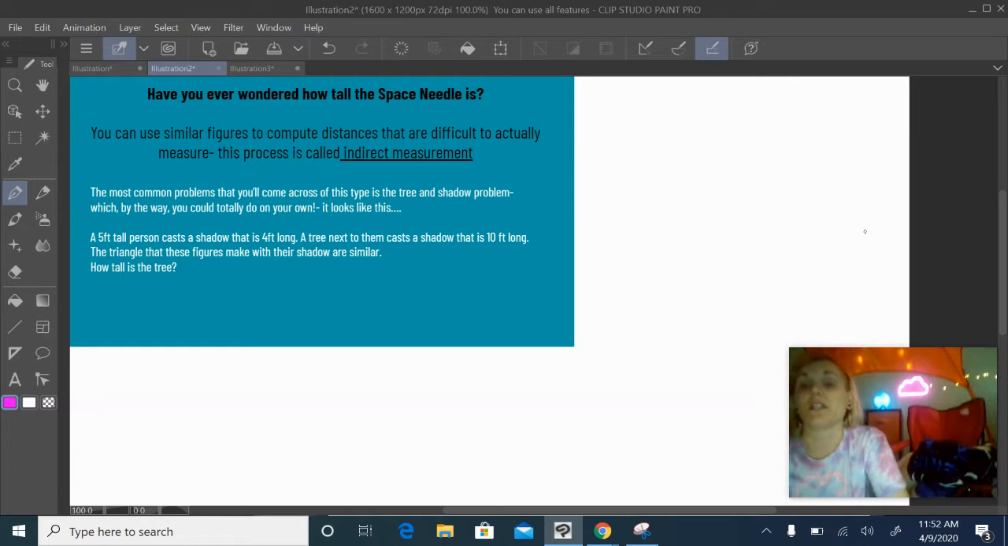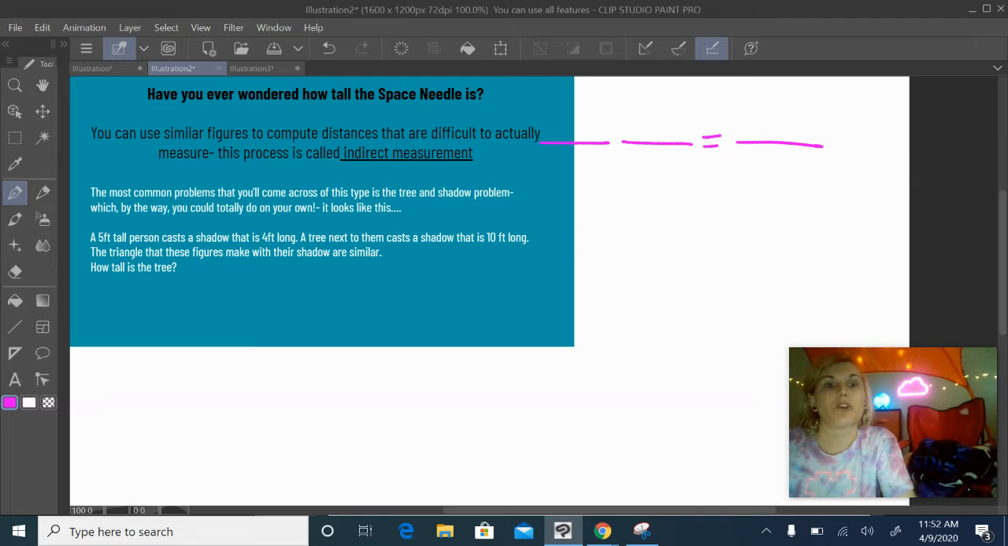And a really common math problem that you're going to see time and time again are these tree and shadow problems. So when we're solving a proportion, we know it's always going to be a ratio equaling a ratio, and I'm always going to be comparing two items or two objects.